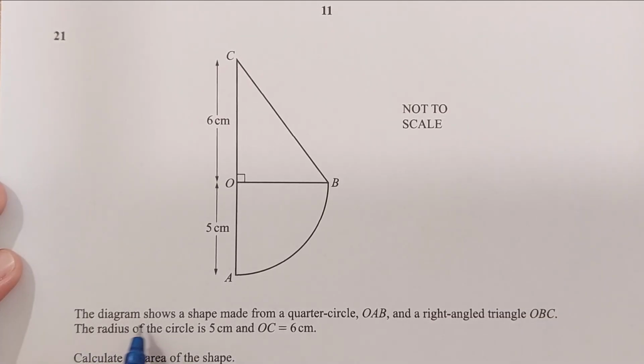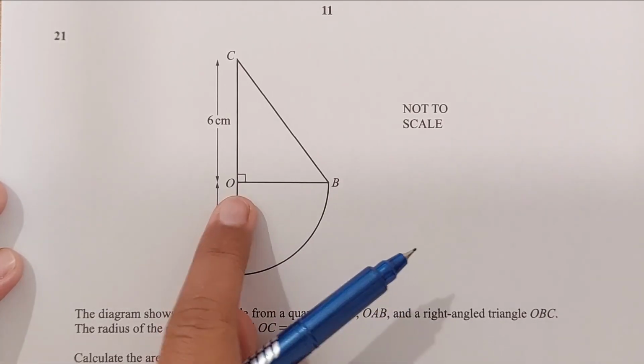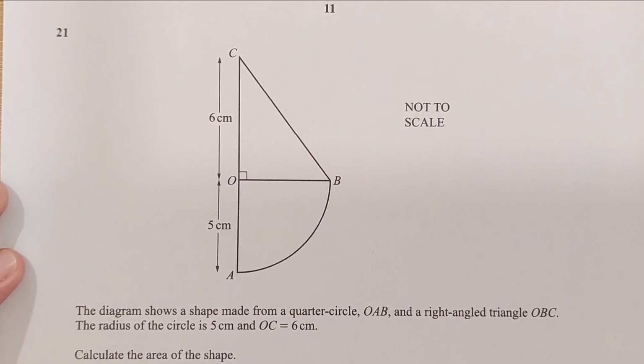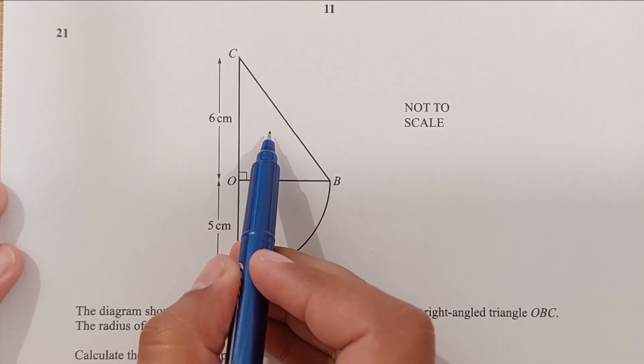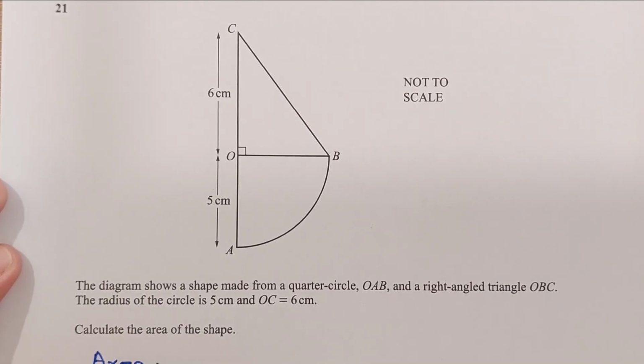Number 21, the diagram shows a shape made from a quarter circle. This is a quarter circle OAB and a right angle triangle OBC. The radius of the circle is 5 centimeters and OC is 6 centimeters. Calculate the area of the shape. So the area of the shape is the sum of the area of a quarter circle and the area of the triangle, right? The area of a quarter circle is 1 by 4 of the area of a circle, that is pi r squared, plus the area of a triangle, which is half base times height.